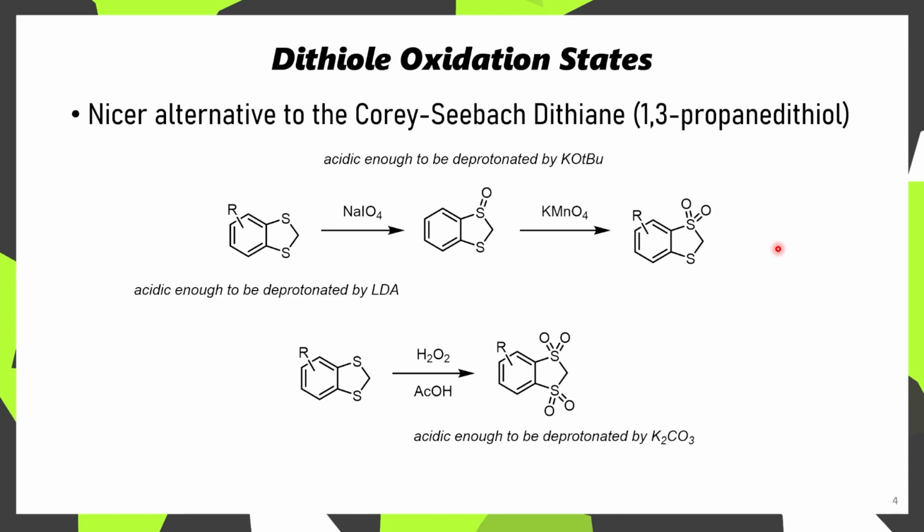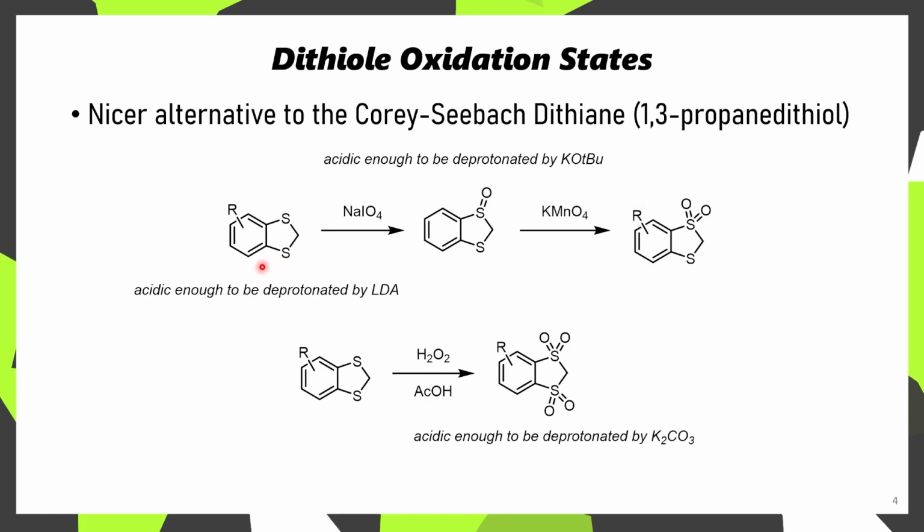Now, as I said before, it's quite convenient compared to the Corey dithiane synthesis, where you take 1,3-propane dithiol and react that with an aldehyde or ketone to get the corresponding dithiane. This can be used as a protecting group, but then to unmask the dithiane, oftentimes quite harsh chemistry is needed. Meanwhile, it's possible to use silver oxide to deprotect dithioles, which I'll discuss later in the video.